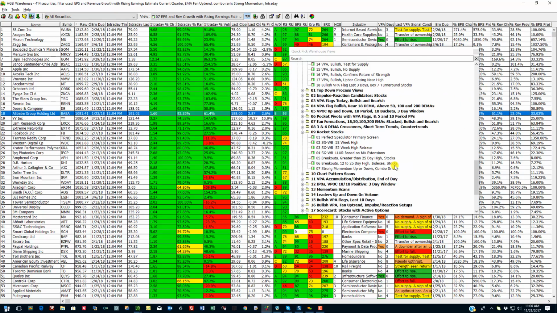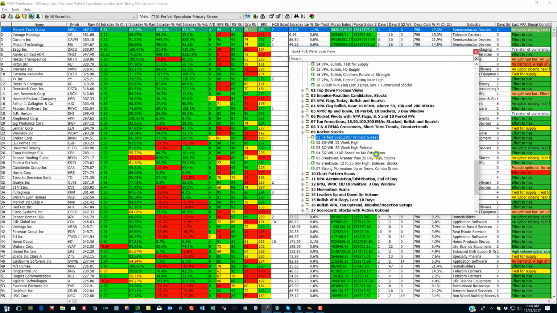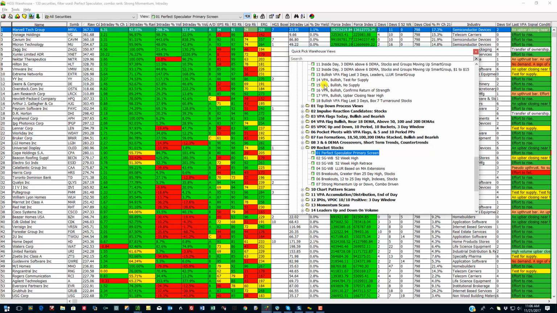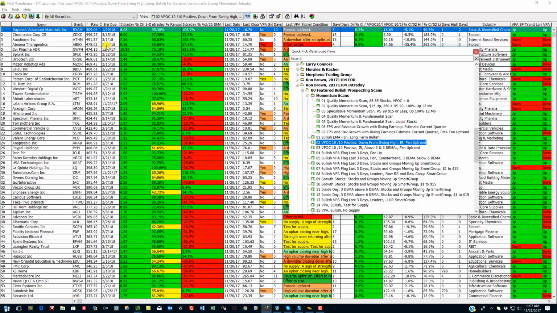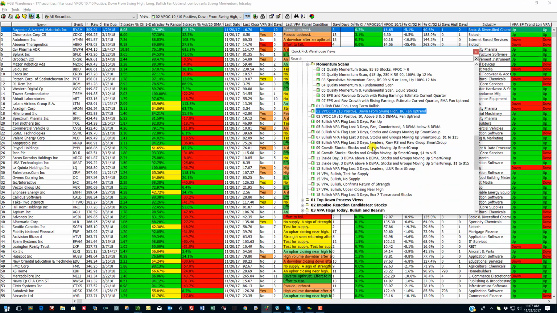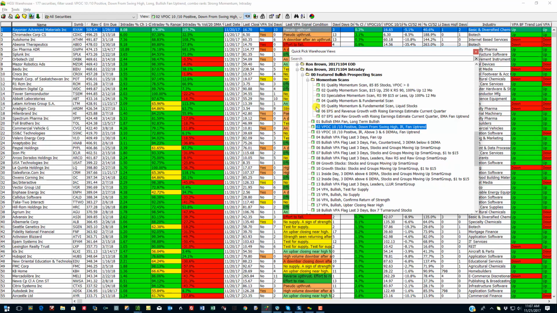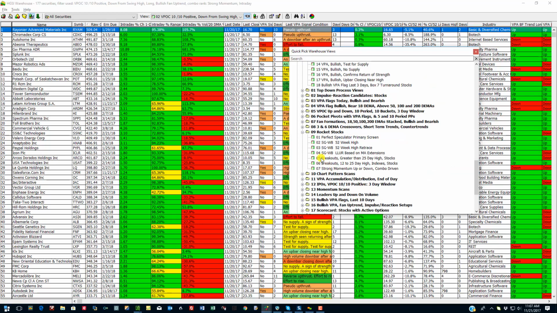Now, Marilyn mentioned that she likes this Perfect Speculator primary screen. What's my favorite? Well, the IR I like a lot because most of these will not be extended. But there's a lot. If you just look at that, you're going to miss a lot of trades. For example, let's see. Let's go down here.